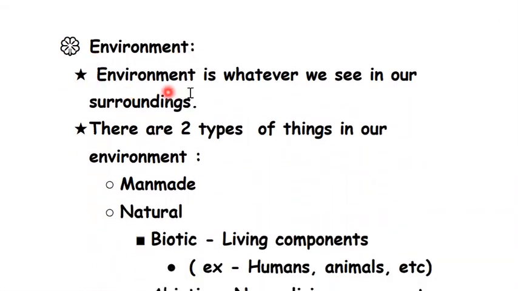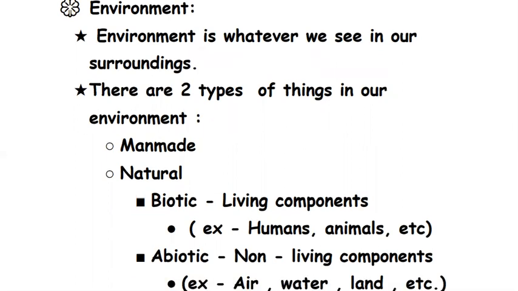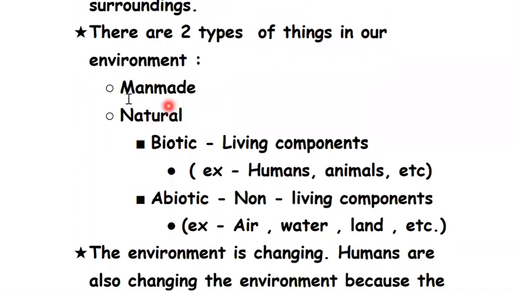Environment. Environment is whatever we see in our surroundings. There are two types of things in our environment, man-made and natural. So first, let's understand what is environment. Anything that we see in our surroundings is defined as environment. Man-made are the things made by man, which are artificial things, and natural are the things that occur naturally in nature or in our environment.